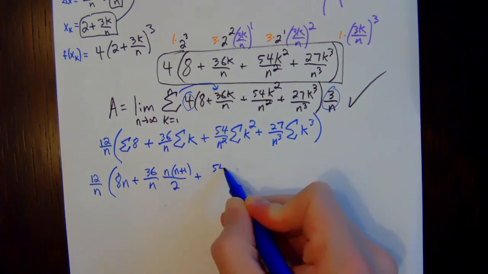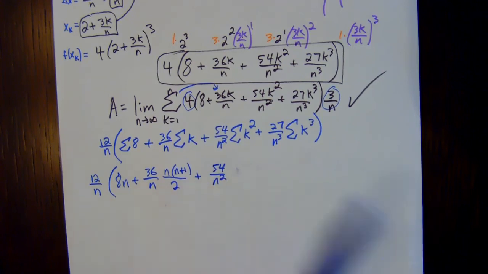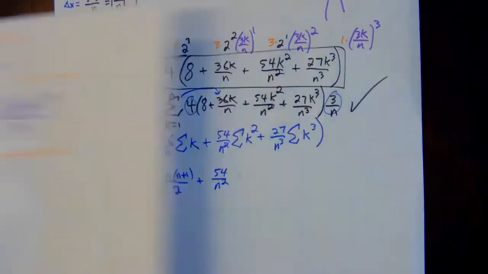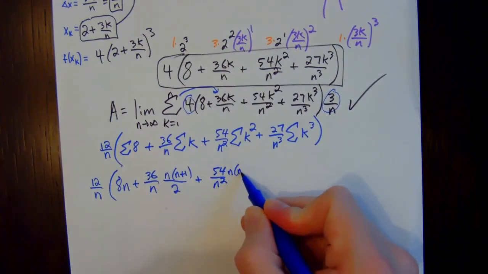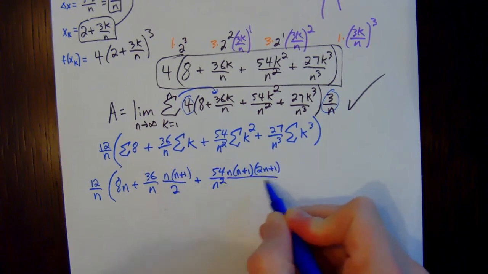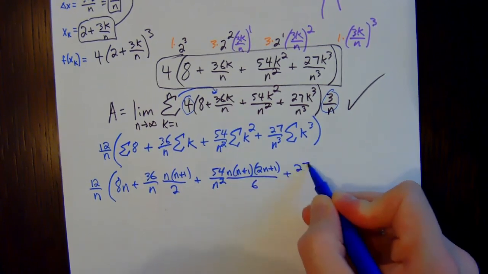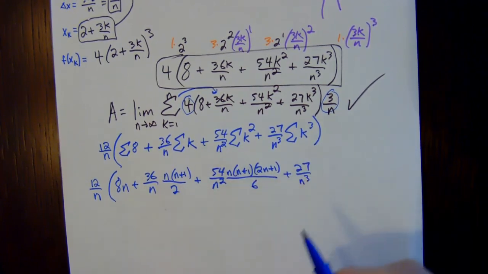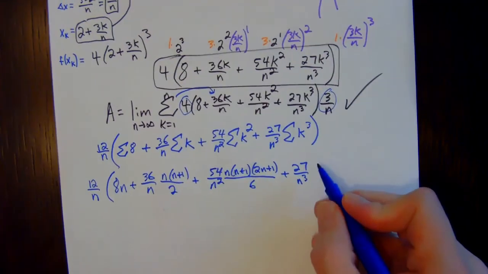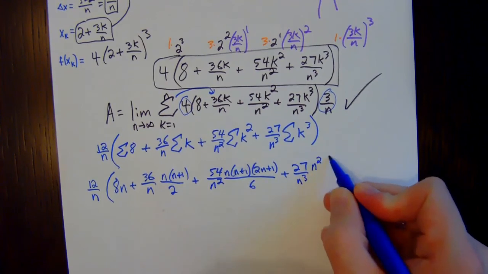All right, and then you got the 54 over n squared, and then when you got the summation of k squared, we're using this one, which is this guy right here, which is our n plus 1, 2n plus 1 all over 6. And then you got your 27 over n cubed, and then that's going to be the summation of k cubed, which is this formula right here. So that just allows us to convert it from the k's to the n's.